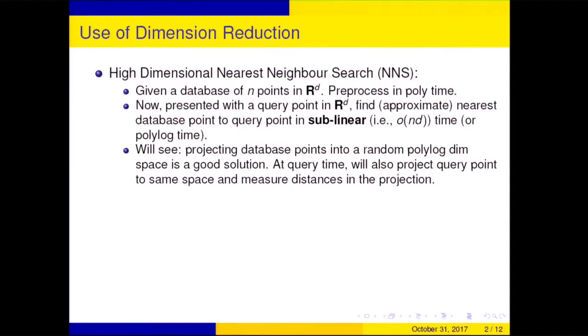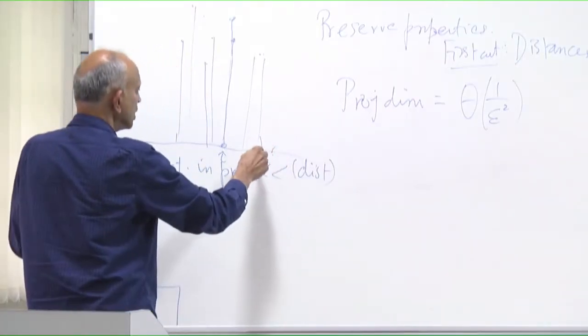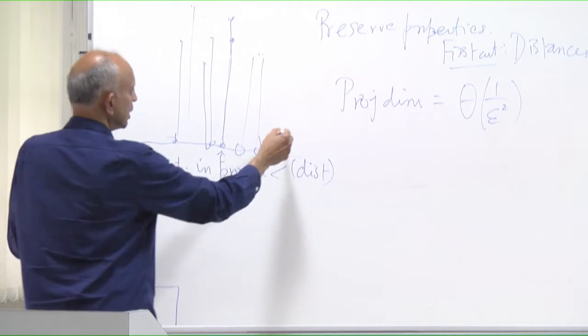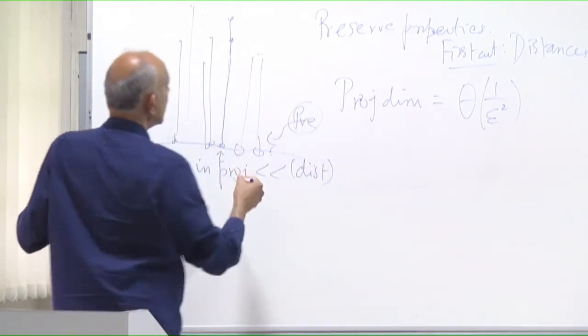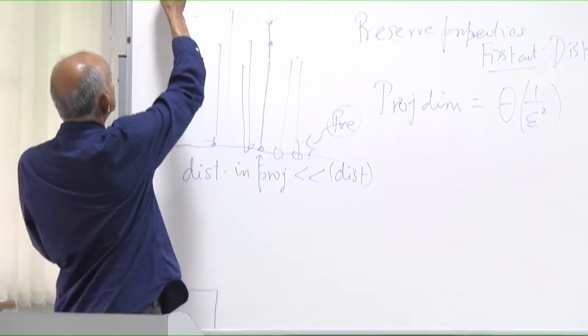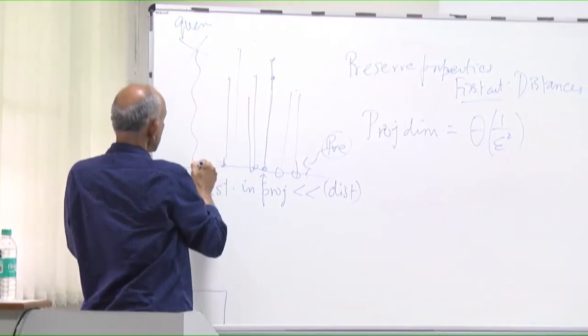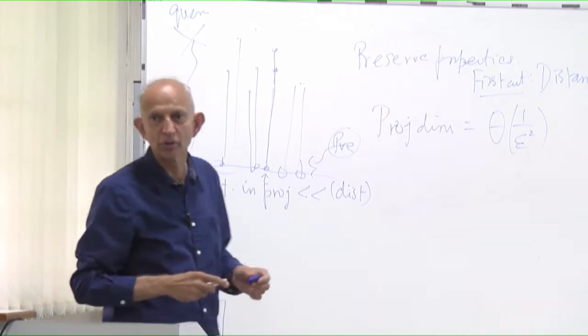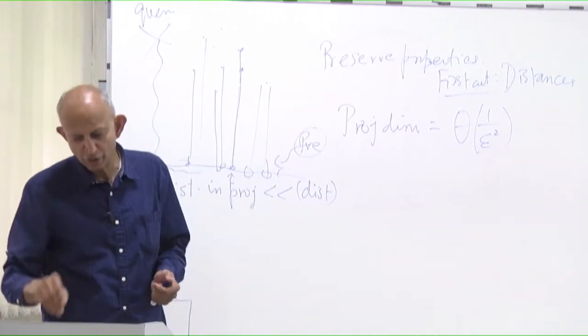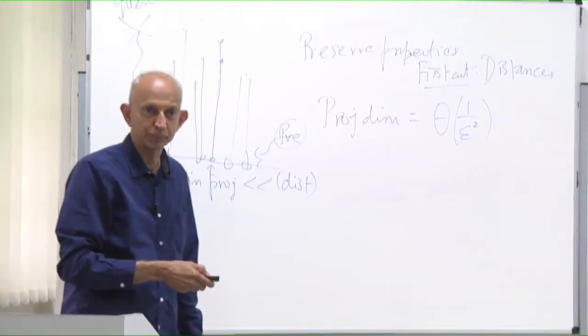So we'll see that projecting the database points into a random polylogarithmic dimensional space is a good solution. We'll see that. We have to show you that. At query time, what we do is we also project the query point down to that space and measure distances. So the data points were here. We've already done this projection. Getting these is pre-processing. And query point comes along. That's a query point. Then we project that and see its nearest point there in the projection. We don't bother otherwise. It's not quite that simple, but we can think of it that way conceptually.